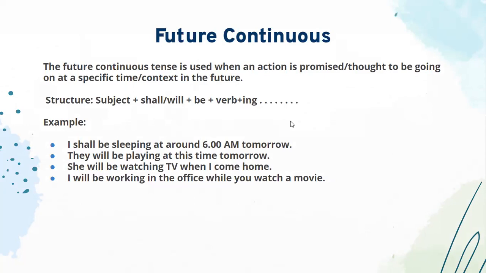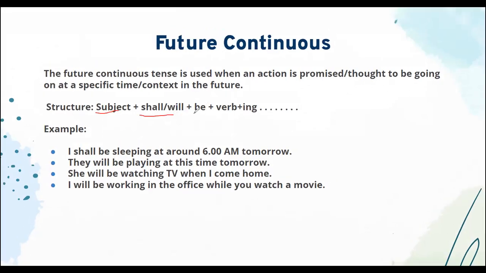Now for future continuous, it's used when an action is promised or thought to be going on at a specific time or a specific context in the future. The structure: subject, shall or will, be, verb ing. I shall be sleeping at around 6 a.m. tomorrow. They will be playing at this time tomorrow. She will be watching TV when I come home. I will be working in the office while you watch a movie.